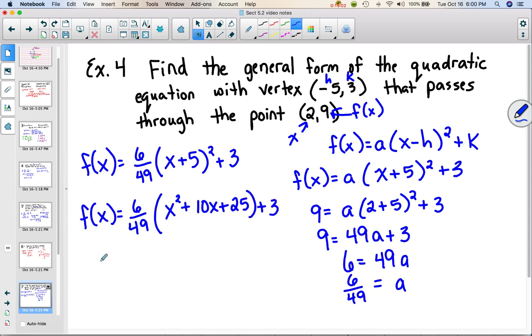And then unfortunately, I am going to have to distribute that. So I'm going to have 6 over 49 x squared plus, well, this is easy, 10 times 6 is 60 over 49x. Okay, I'm not going to lie, but yeah, we can do this.